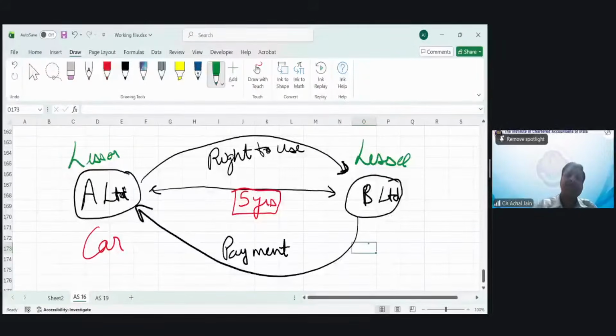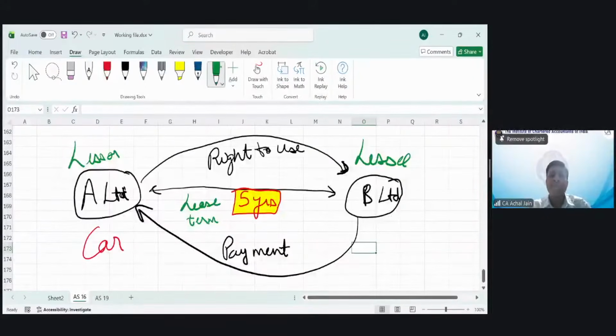Next. In this arrangement, the term of the lease, there's a period of the lease. What is that? 5 years. That's the term of the lease. This is what you call as lease term. Understood? This is what you call as lease term.